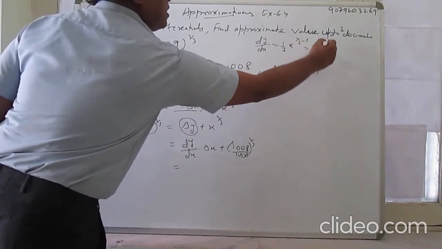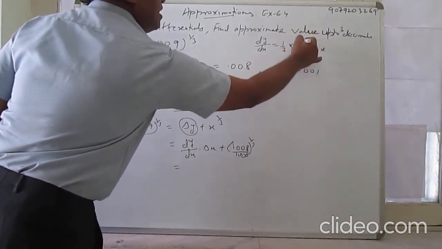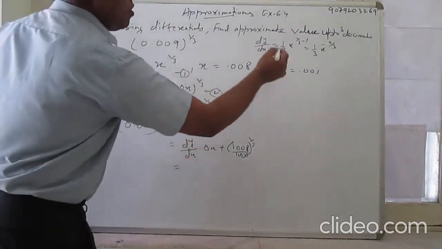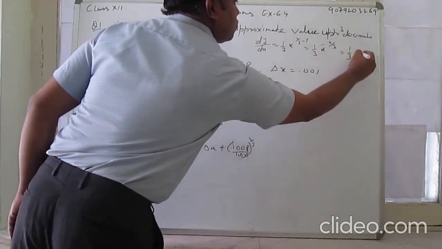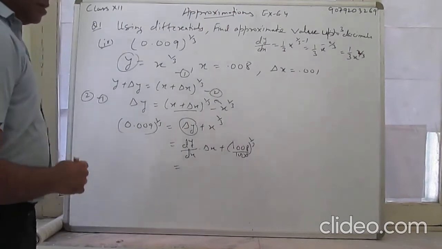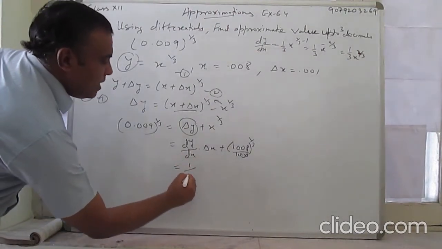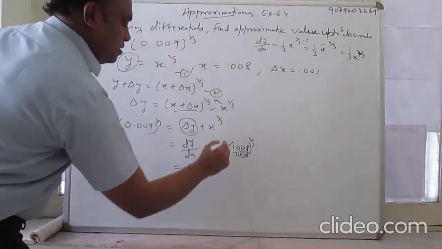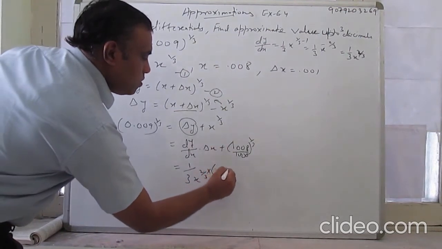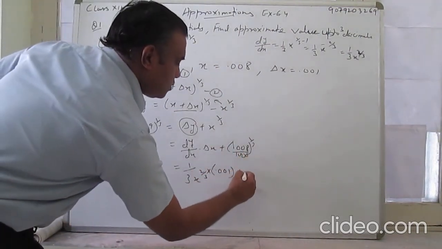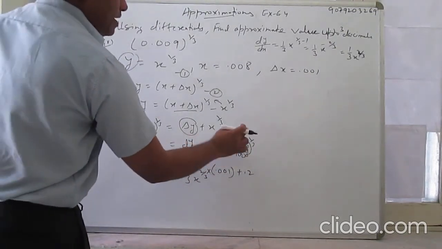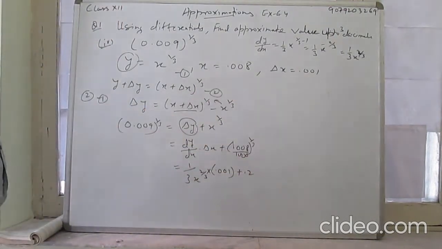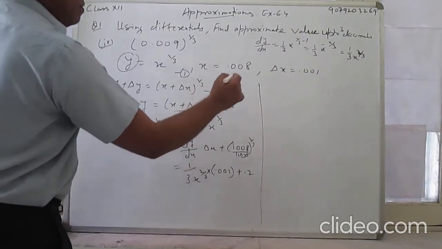So it is 1 upon 3 x to the power minus 2 by 3. इसको आप ऐसे भी लिख सकते हैं 1 upon 3 x to the power 2 by 3. Now dy by dx, instead of dy by dx 1 upon 3 x की power 2 by 3 into delta x is 0.001 and it is plus 0.2. 8 upon 10, इसका 8 का क्यूब रूट 2 होगा, 1000 का 10, तो 2 upon 10 is 0.2.